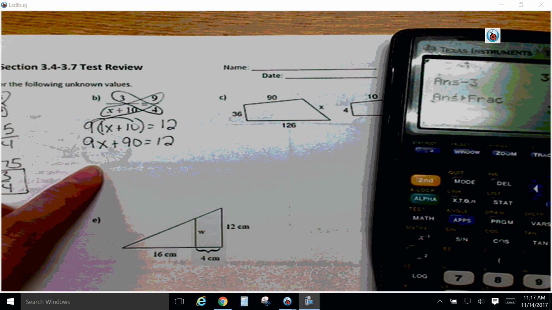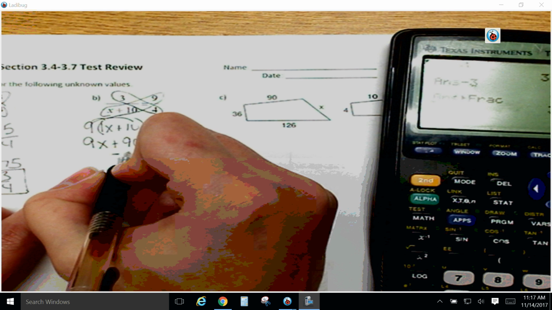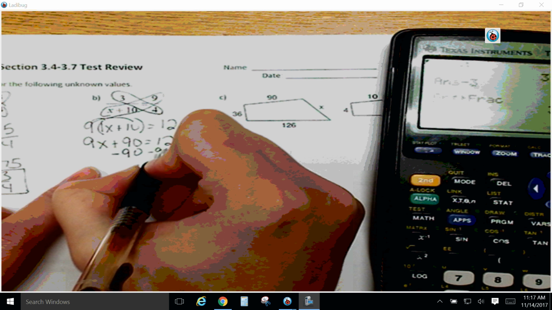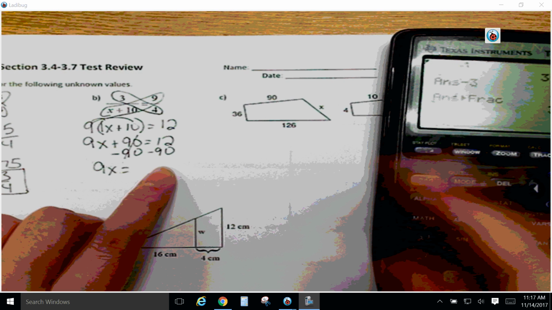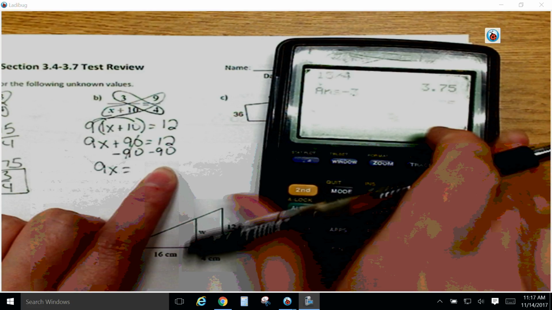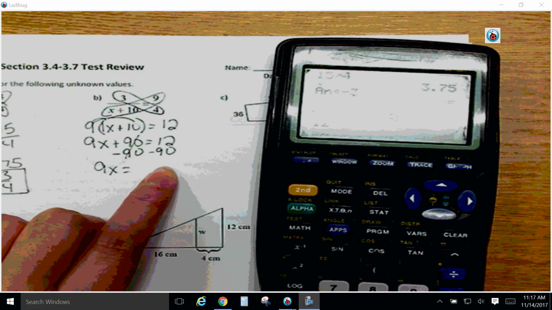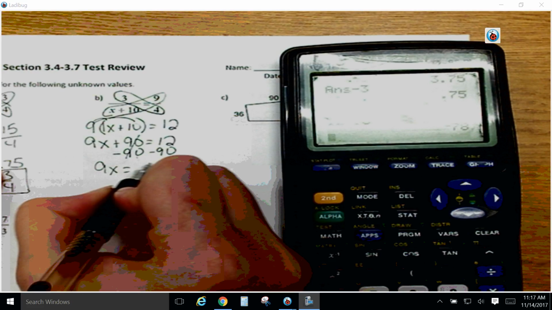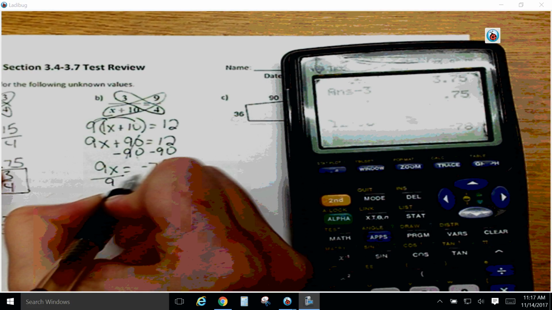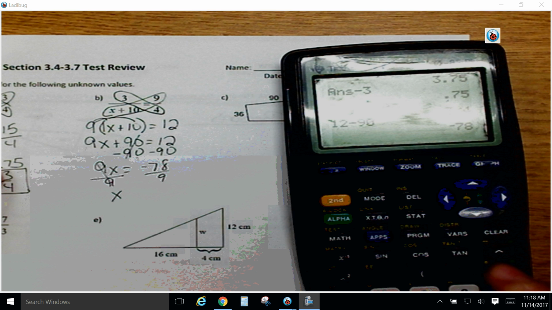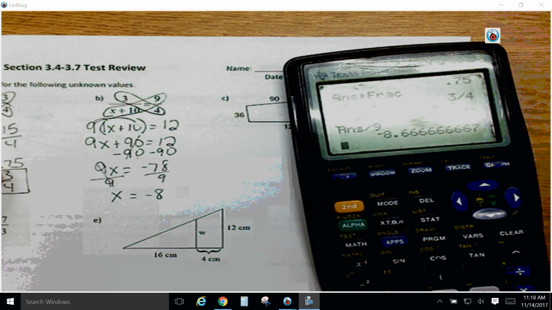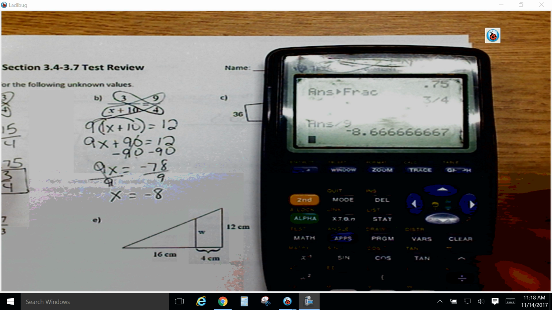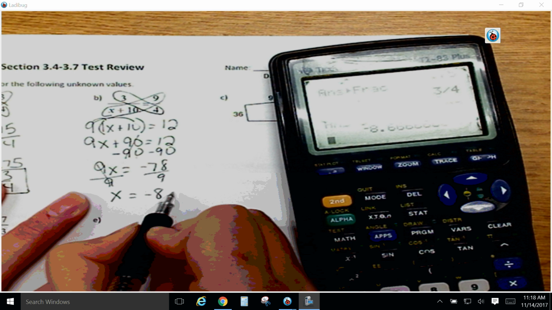I'm not changing that. Then I'm going to subtract 90 from both sides. I'm going to get 9x equals 12 minus 90. I know that's going to be a negative number, but if I don't know exactly what it's going to be, I can just use my calculator. And I get negative 78. Divide both sides by 9, and I get negative 8, and then a decimal. This is an example of a non-terminating decimal, so it's much better to write it as a fraction.